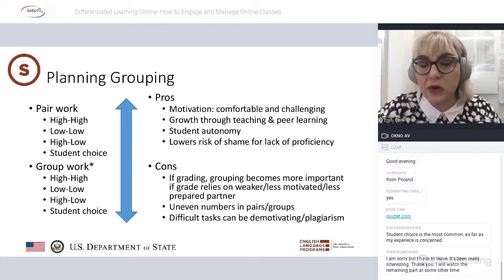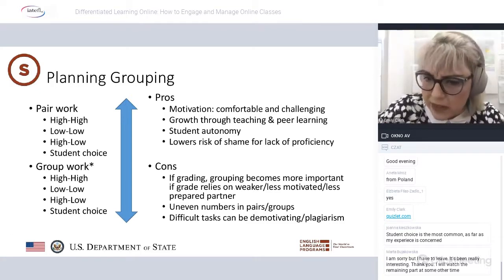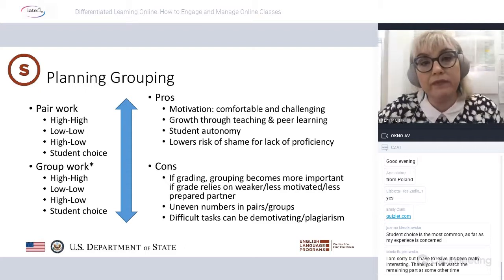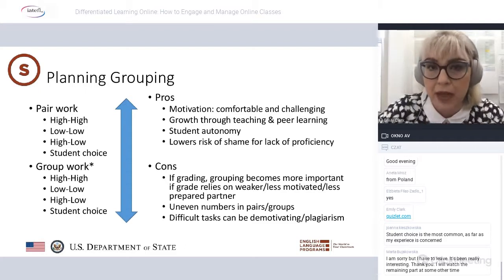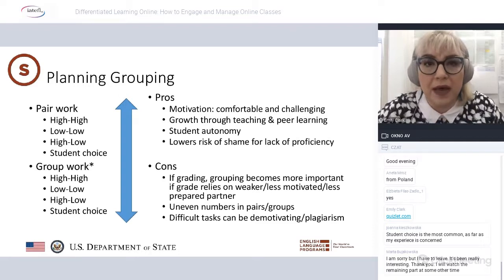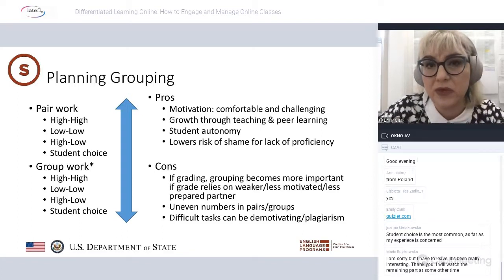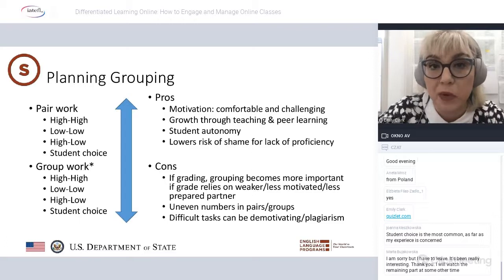And then again, in terms of, I see here, Joanna saying student choice is the most common. Yeah, I definitely sometimes like to do that. But I also sometimes have had students, they choose their friends, and their friends may not be always who I want them grouped with. So I try to vary grouping as much as possible.